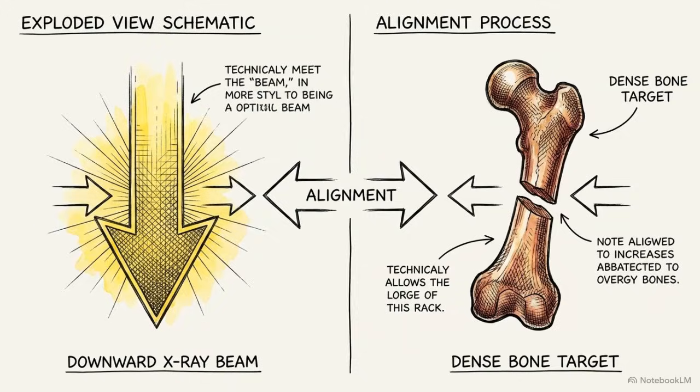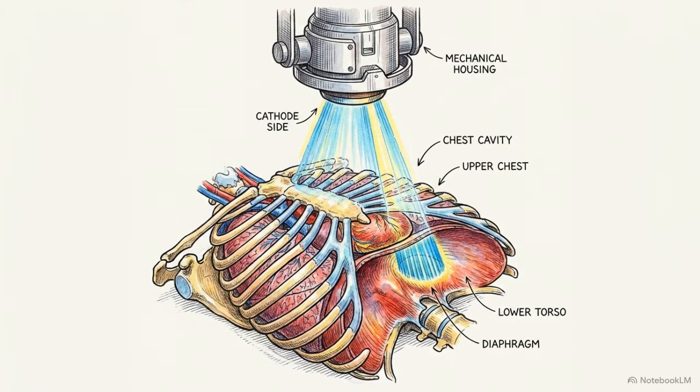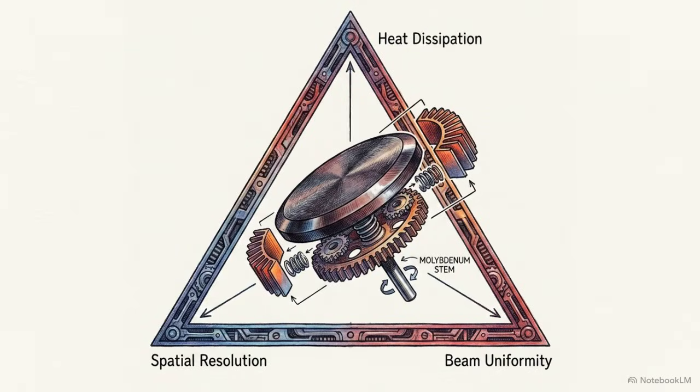Clinicians use this asymmetry to their advantage. They position the more intense cathode side of the tube over the densest part of the patient's anatomy to compensate for the beam's uneven attenuation. The macroscopic geometry of the X-ray tube is a strict three-way compromise between heat dissipation, spatial resolution, and beam uniformity.